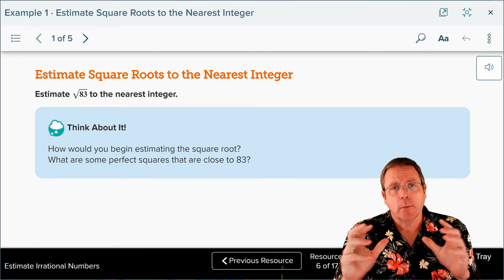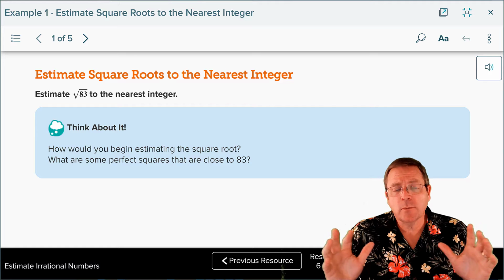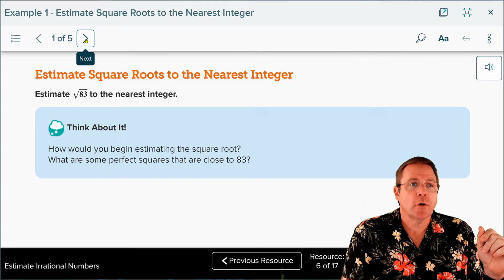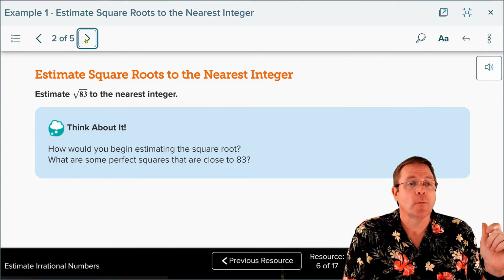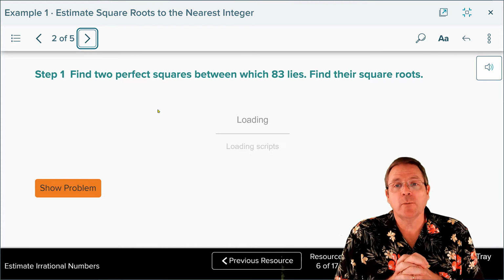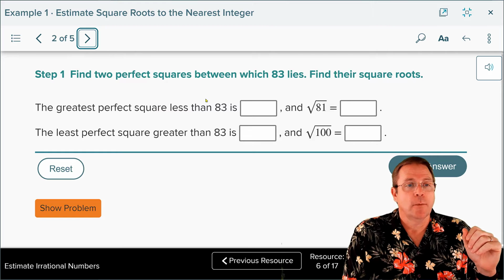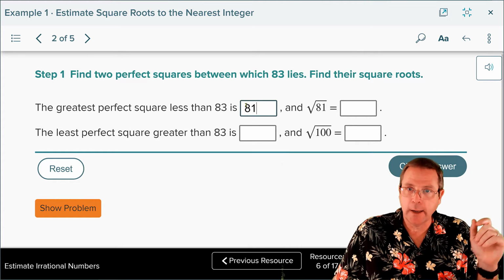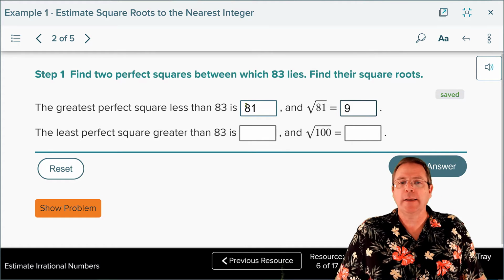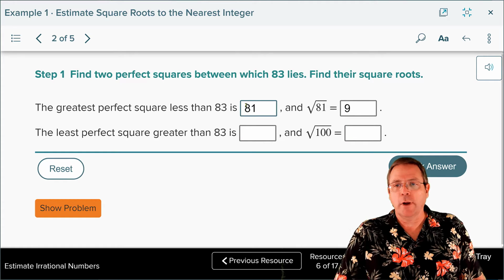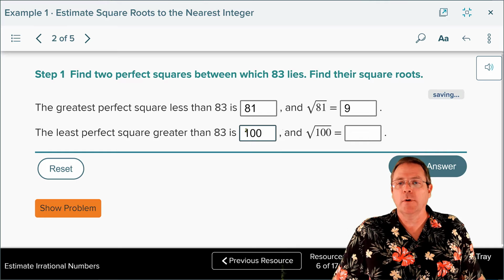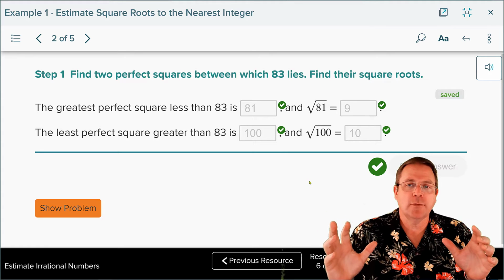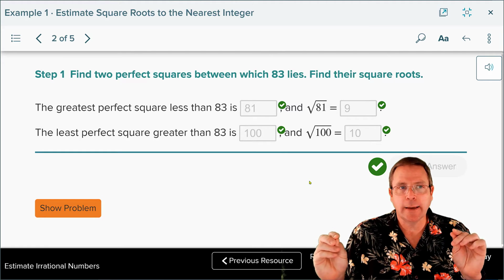Now, in doing this one, I want you to stop and consider some things. 83 is between what two perfect squares? That's the goal. We've got to figure out which perfect squares it's closest to, and hint, it's going to be 81 and 100 right here. So we're going to find the two perfect squares between which 83 lies. The greatest perfect square less than 83 is 81, and the square root of 81 is 9. The least perfect square that is greater than 83 is 100, and the square root of 100 is 10. So we know that the square root of 83 is going to lie between 9 and 10.